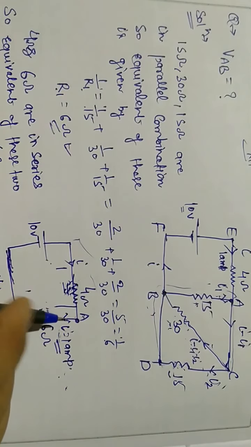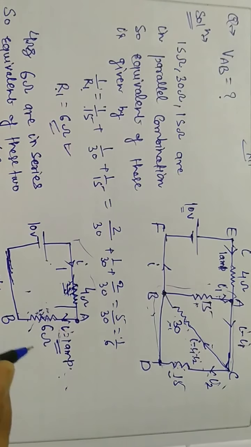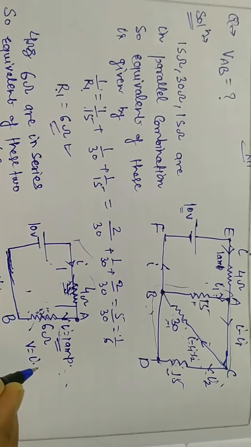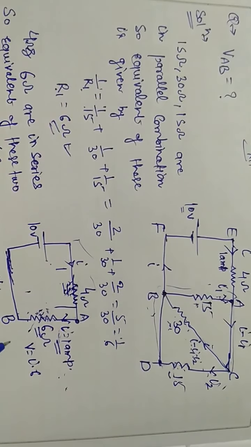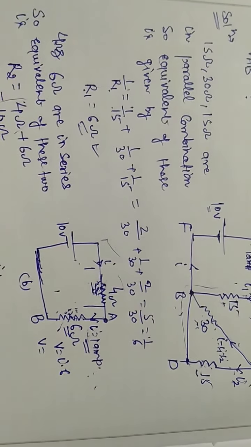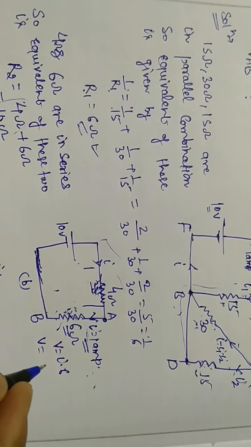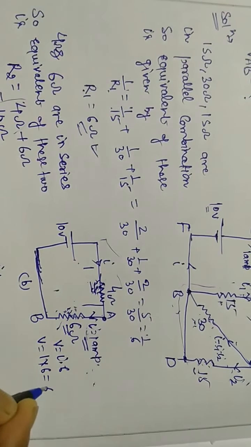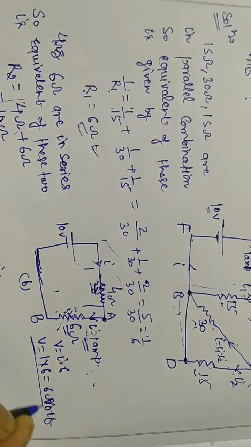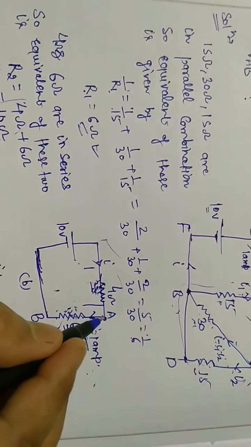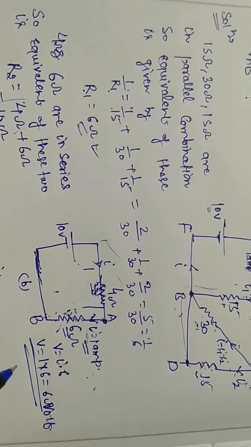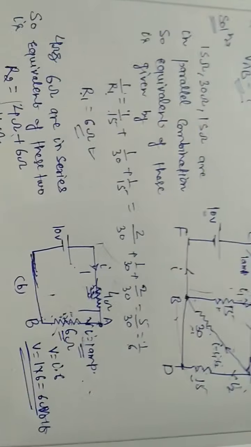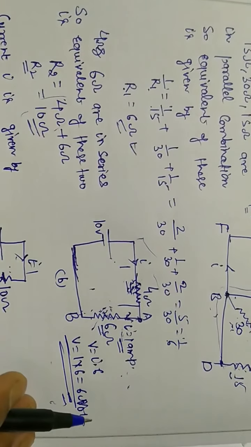So you can calculate the potential, and this potential V is equal to current I into R, that is this 6 ohm. So V is equal to 1 into 6, that is 6 volt. I hope you understand the potential difference across this AB. This is the question, what is the potential difference across AB? So across AB the potential difference is 6 volt. I hope you understand. Thank you.